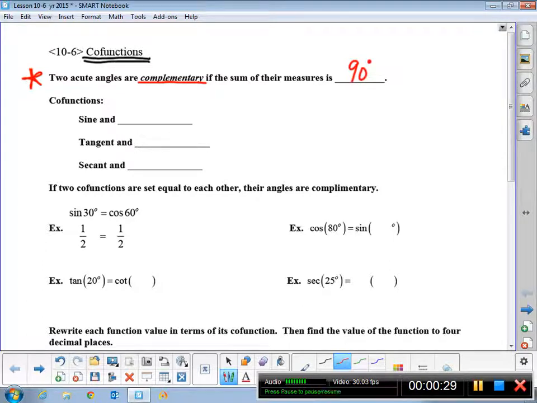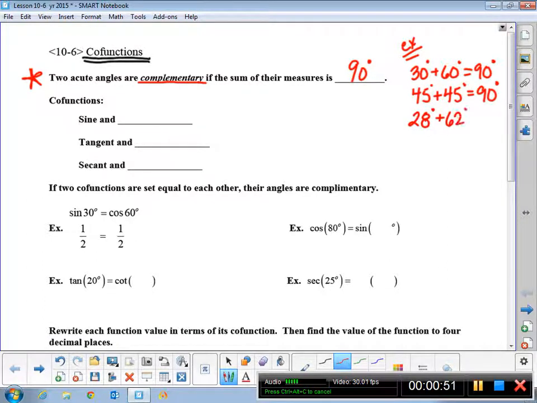For example, complementary angles 30 degrees and 60 degrees, because they add up to 90. 45 degrees and 45 degrees also add up to 90. 28 degrees and 62 degrees also add up to 90. So those are examples of pairs of complementary angles.